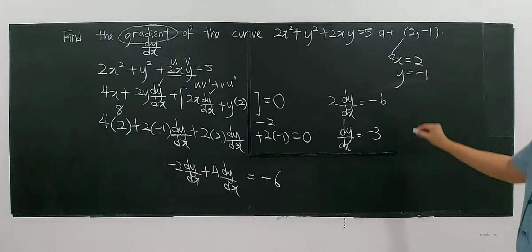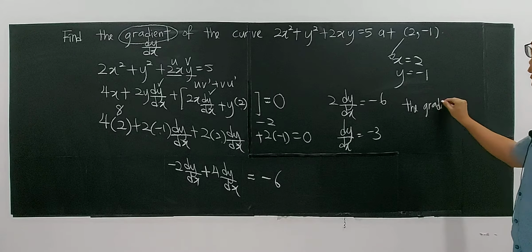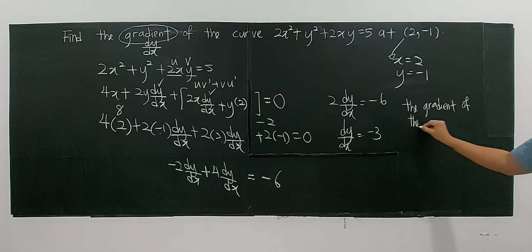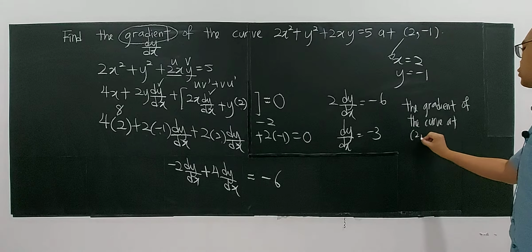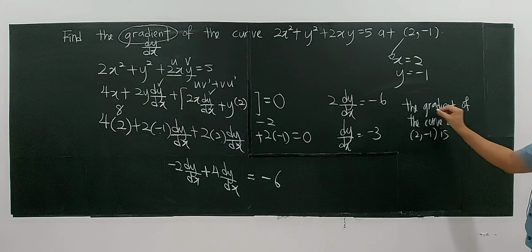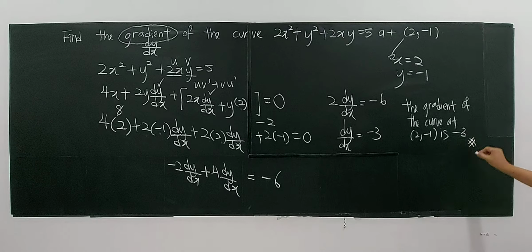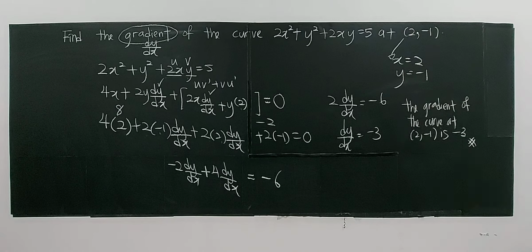So we can conclude that the gradient of the curve at the point (2, -1) is the gradient here referring to dy/dx, which is -3. That's the way you answer this question. It's the gradient of the tangent at this particular point. Alright, that's all for this question.